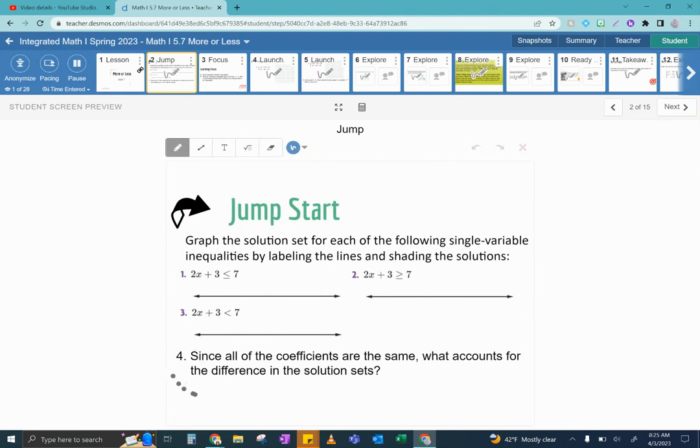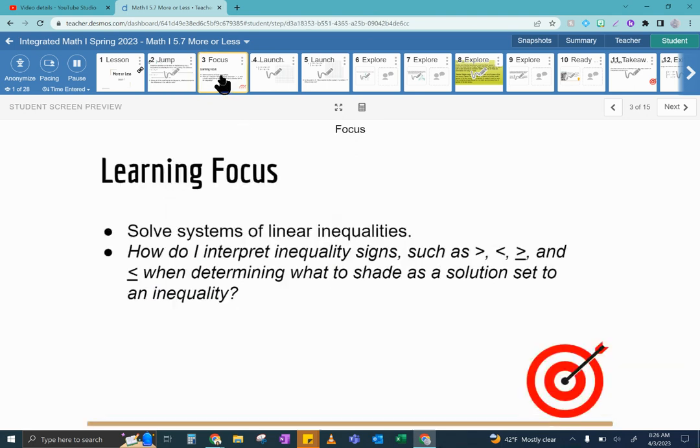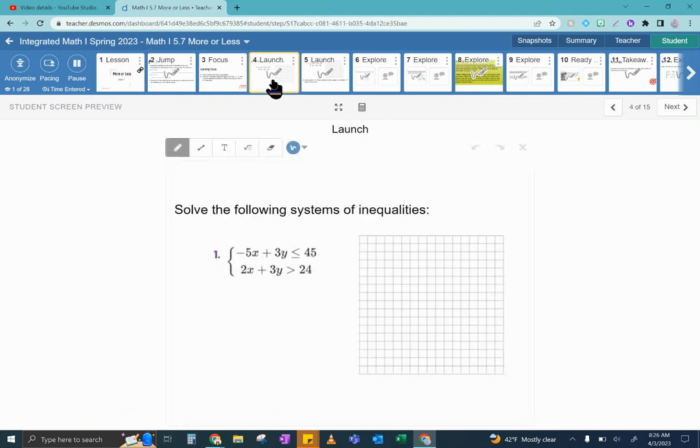The biggest thing that you want to know is this. This is your job as a mathematician. Since all the coefficients are exactly the same, what accounts for the difference in the solution set? As you graph these, you should know what is the thing that is determining or distinguishing each of those. So by today, you'll be able to solve systems of linear inequalities and answer the question, how do I interpret the signs such as greater than, less than, greater than or equal to, and less than or equal to when determining what to shade as a solution set in an inequality?